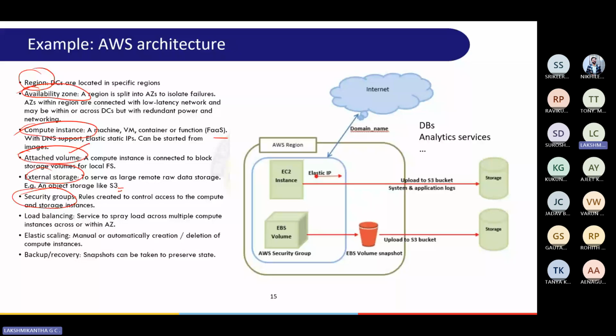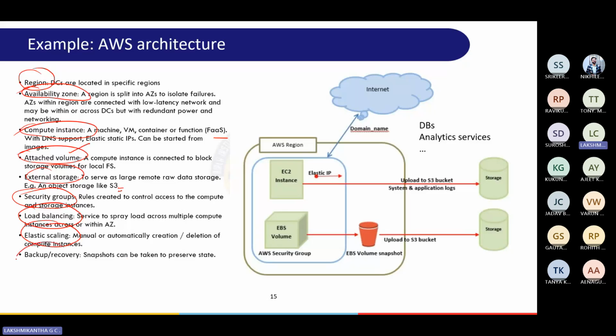So now we have one more point called load balancing. Guys, this is a service used to distribute incoming application traffic across multiple compute instances, often deployed across different AZs for fault tolerance. And next one, we have elastic scaling. You know the meaning of elastic scaling, right? This is a mechanism that automatically or manually creates or deletes compute instances on demand. So this fulfills the rapid elasticity characteristic.